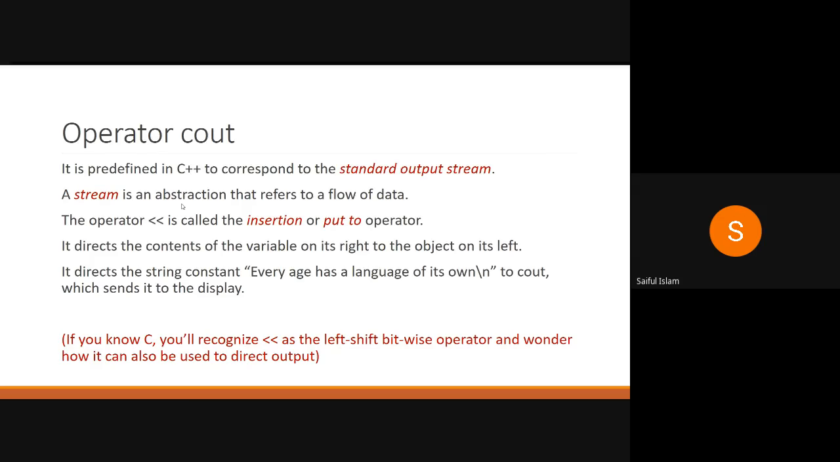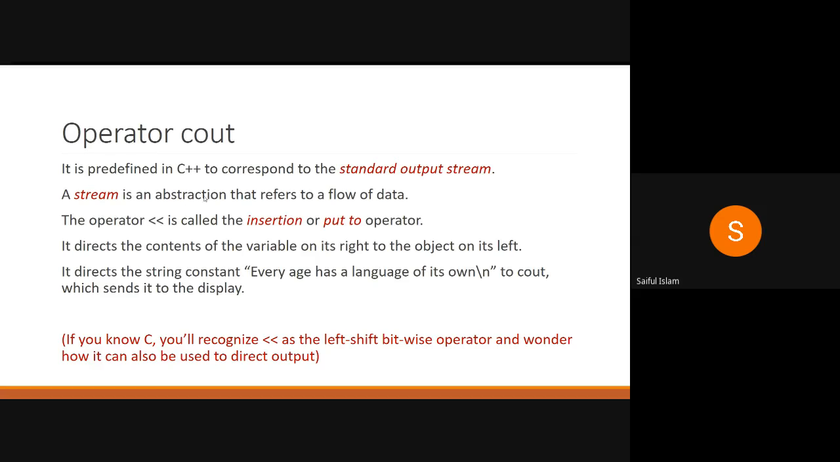Now, it directs the content of the variable on its right to the object on its left. So what this operator is doing, it is directing the string "Every age has a language of its own" to cout, and cout is displaying it on a screen. So it's basically defining the flow of data. It directs the string constant to cout, which sends it to the display. So it is shifting it to a display.